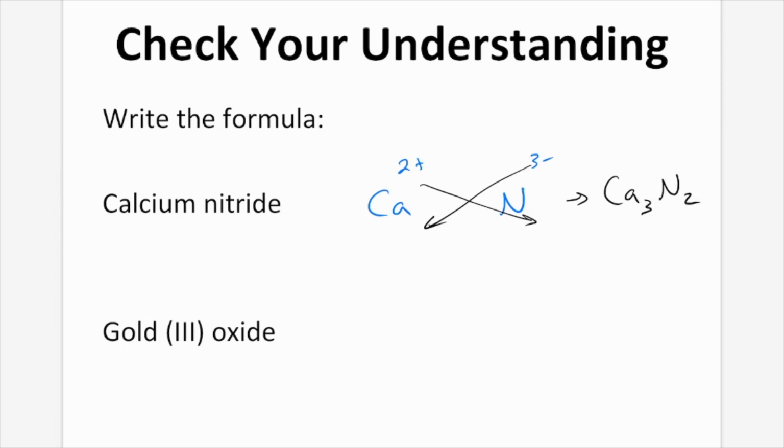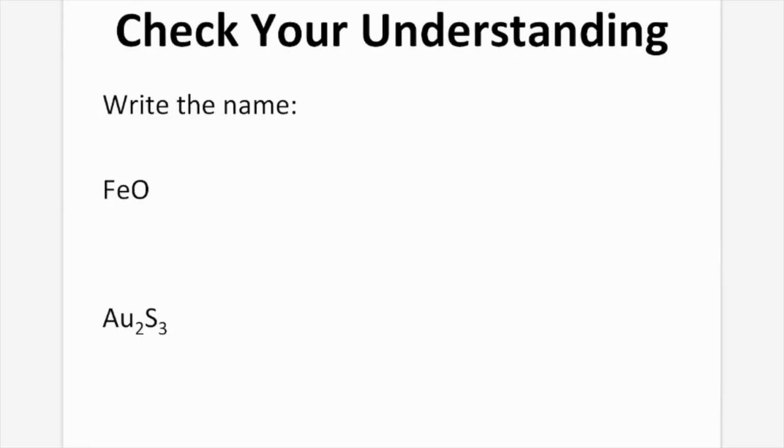Gold(III) oxide. Gold is one of those multivalents, and we know that because we have the brackets here, right, with the Roman numeral. So gold's symbol is Au, oxygen's is O. We know the charge on gold was 3+. We know that because it says it right in the question. We know the charge on oxygen is 2- because it's in that group on the periodic table. We're then going to cross them, and we're going to be left with Au2O3.